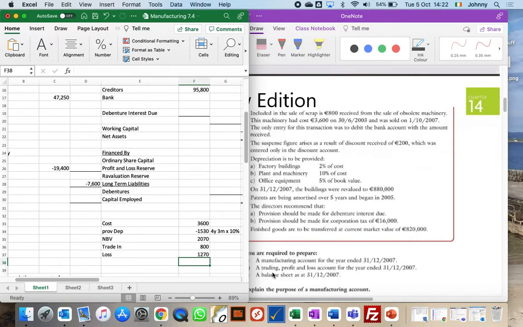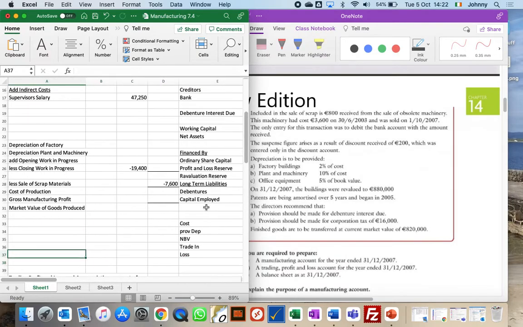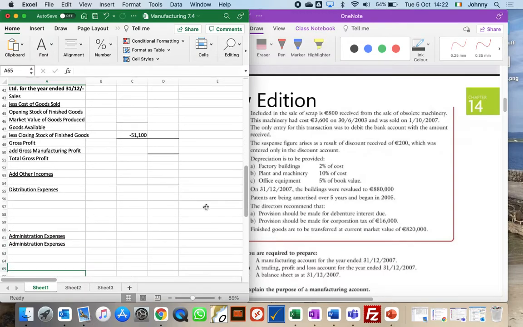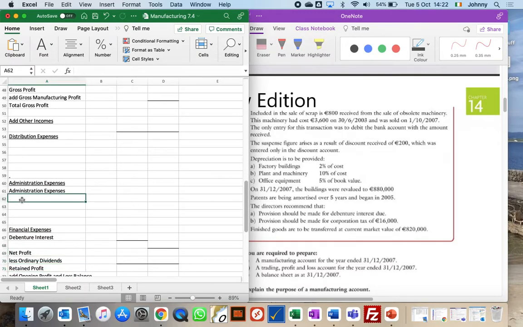You okay with that? Okay, now I need to put those numbers in here. So I'll put the loss in first. So 1,270 is the loss, and that's going to be an administration expense. So loss on disposal. And that was 1,270.